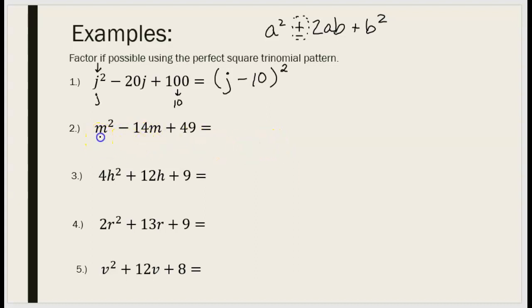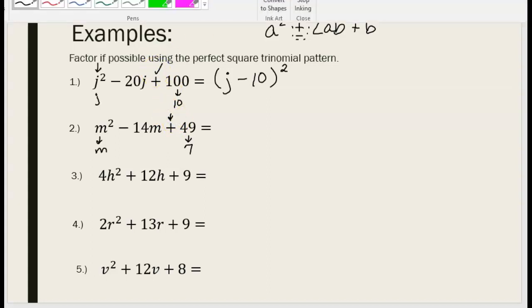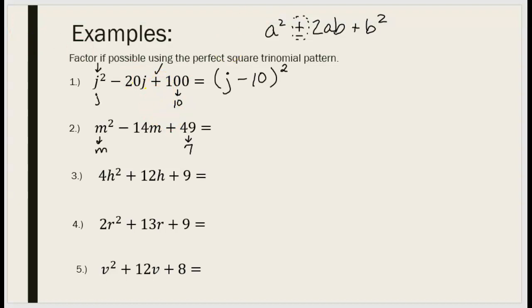So let's do this next one. Okay, number 2. Is m squared a perfect square? Yes. What is its square root? m. Is 49 a perfect square? Yes. What is its square root? 7. We should also be checking to make sure that this last term is a plus sign, and we're good to go there. So this one was good. I like the check mark better there. Let's do a check mark.